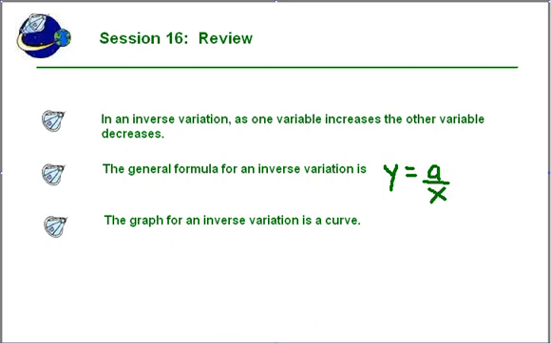Okay, as a quick review for inverse variations, as one variable increases, the other variable decreases. Next, the general formula for an inverse variation is y equals a divided by x. And as a quick reminder for a direct variation, the general formula for a direct variation is y equals a times x. An inverse variation is y equals a divided by x. Lastly, the graph for an inverse variation will be a curve. That's it then for session 16 on the inverse variation.